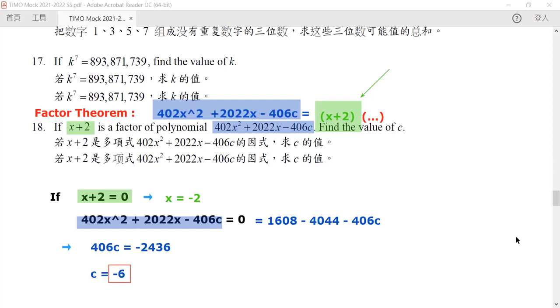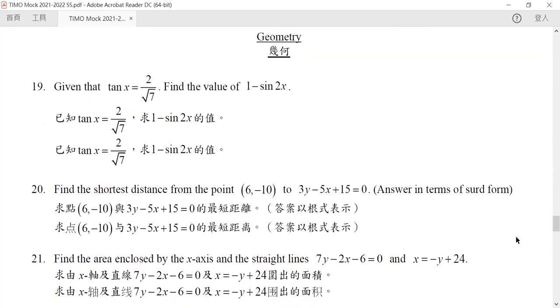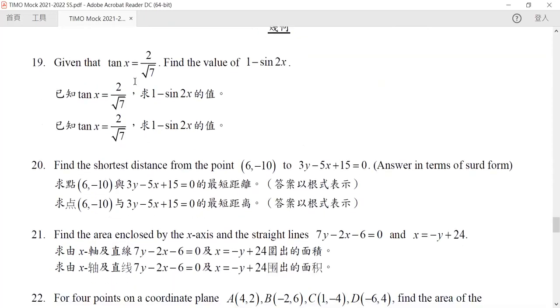Okay. So now let's look into this. Given that tangent x is equal to this value, find the value of 1 minus sine x sine 2x. Now, there's something called the T formula, which says that we can always represent sine 2x in terms of tangent x. So if you know the T formula, you can do this. But here, assuming that we do not know it, we want to find out by ourselves.